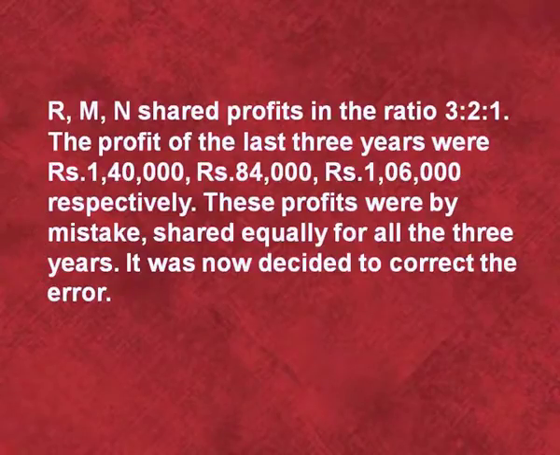R, M and N shared profit in the ratio of 3:1. The profits of the last 3 years were rupees 1,40,000, 84,000 and 1,06,000 respectively. These profits were by mistake shared equally for all the 3 years. It was now decided to correct the error.